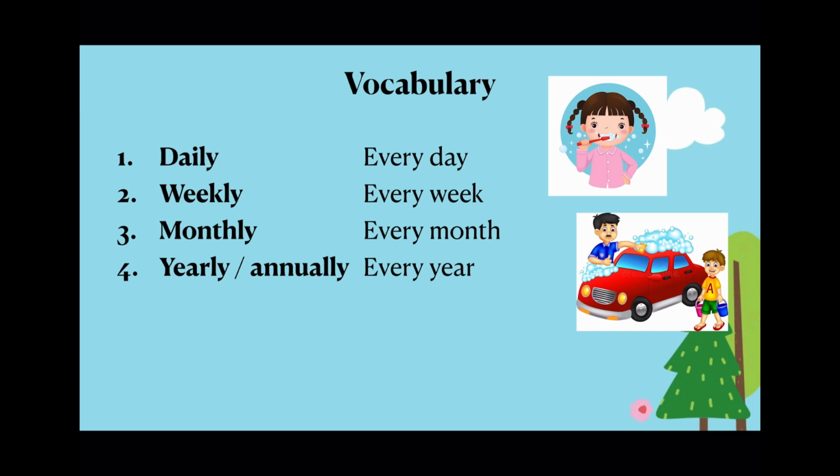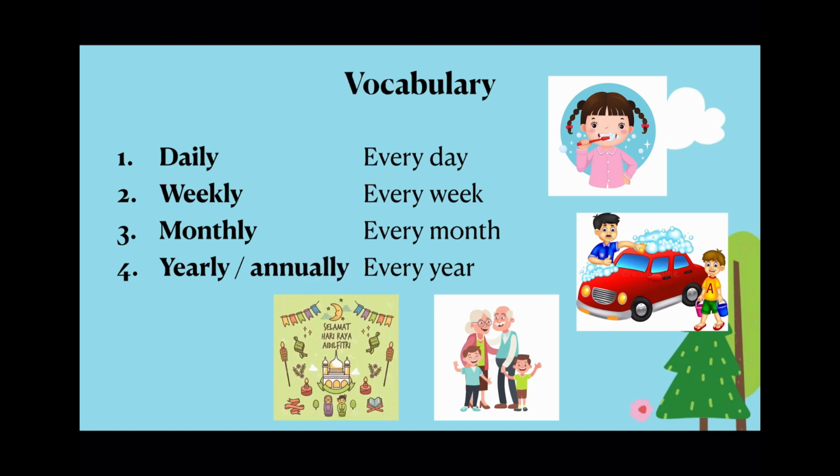For the next example, you are helping your father wash his car. So maybe you do it every week. So we call it weekly. I help my father wash his car weekly. For the next one, we have monthly. I go visit my grandparents monthly. So you do it every month. And lastly, we have yearly or annually. We have Hari Raya celebration yearly or annually.